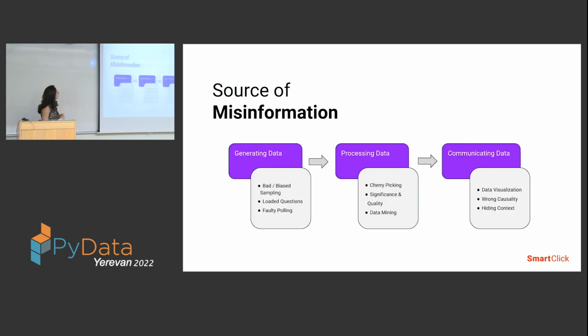So I'm going to classify the sources of misinformation into 3 different types, and we are going to cover a lot of these things. So the first source of misinformation or misleading statistics can come from generating the data. Which means this is the part where we are gathering data, in any sort of way. It could be scraping or polling. So we can have bad or biased sampling here. We can have loaded questions, faulty polling.